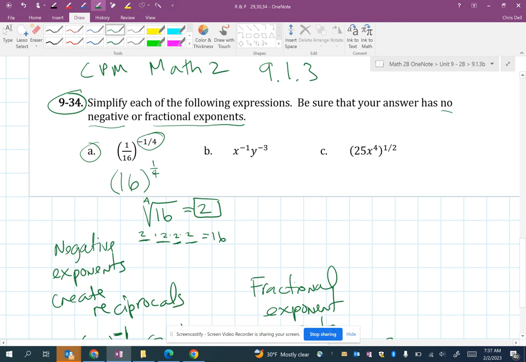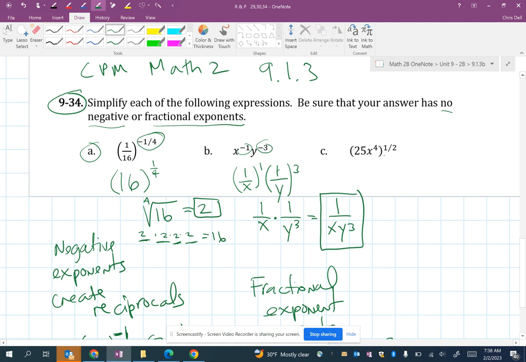Okay. B, this time I've just got negative exponents, and they just create reciprocals. So x to the -1 is the same thing as 1 over x to the +1. y to the -3 is the same thing as 1 over y to the +3, right? You create these reciprocals, and then we can clean that up still, because 1 over x to the first is just 1 over x, times 1 over y to the third is the same thing as 1 on the top. 1 times 1 times 1 is 1. On the bottom, y to the third. One more step, we clean that up and just put the x and the y together. So there's our answer to B.